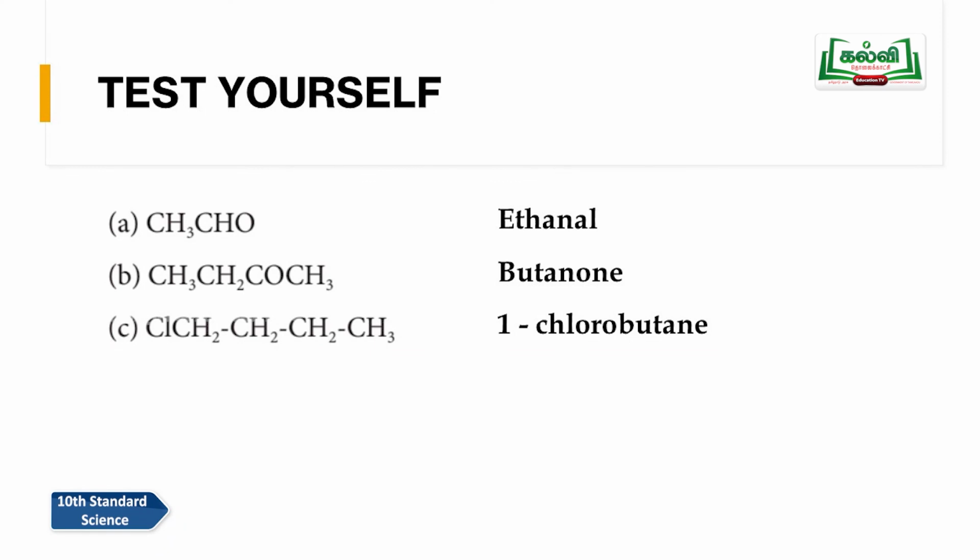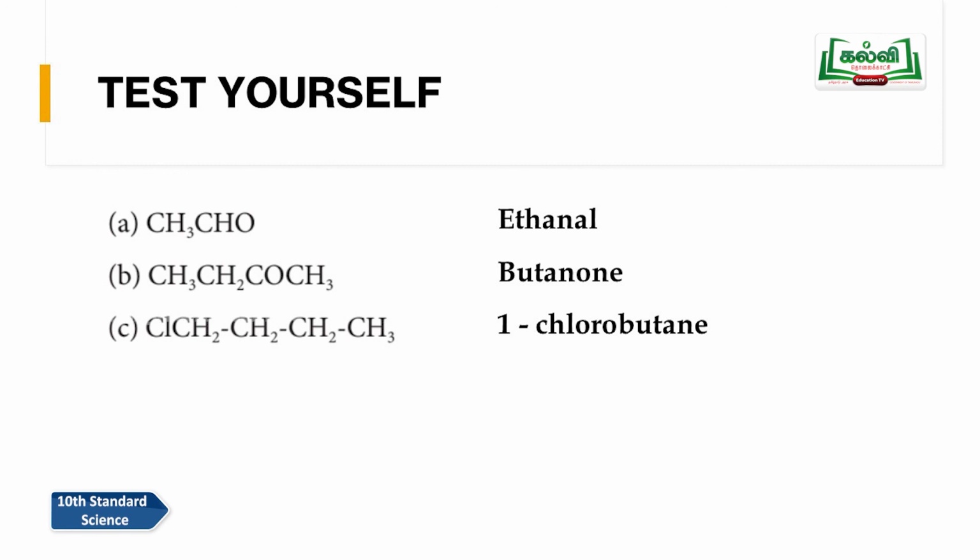So after listening to all this about IUPAC nomenclature, let me see how you are able to give names for what is given here in Test Yourself. First one, CH3CHO. How will you give the IUPAC name for this? First, see how many carbon atoms are present. 2 carbon atoms. Therefore, it should be ETH. It is got from ethane, and the functional group present is CHO. Therefore, it is ethanal. That is the IUPAC name of this compound.